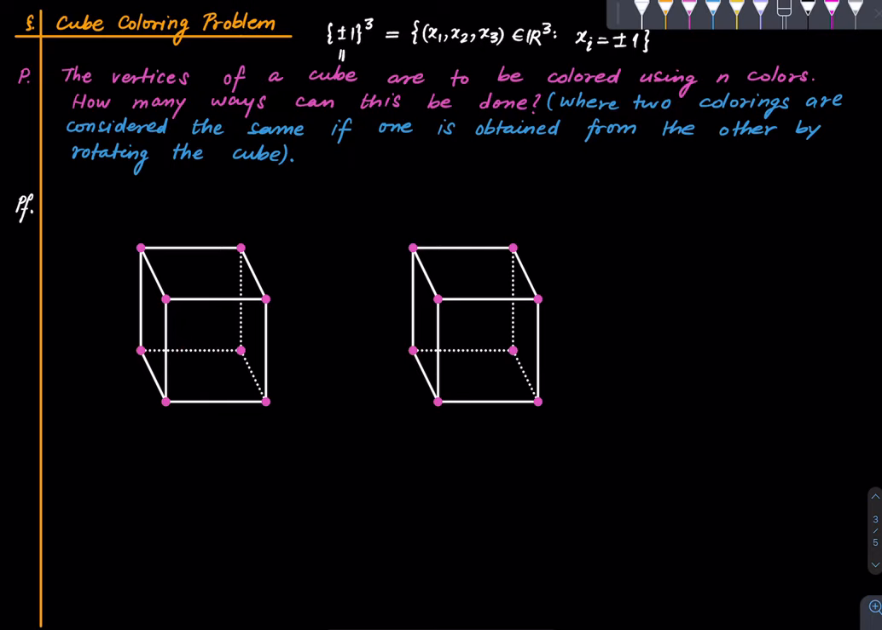And these have to be colored using a given set of n colors. And we want to know how many ways there are to do this, where we think of two colorings as the same if one can be obtained by rotating the other.